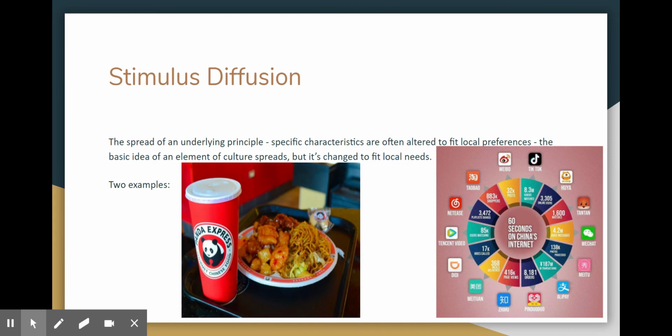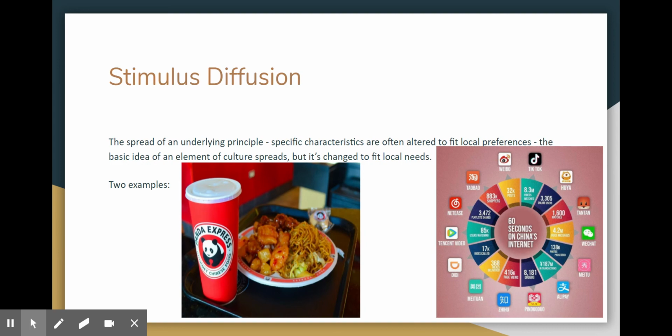And the last one's the most confusing. But I like it. I think it is a really interesting way to think about cultural diffusion, and that's called stimulus diffusion. So it is when essentially the underlying idea of an element of culture spreads, but specific characteristics are changed to fit more local preferences. So we see kind of the basic idea of something spreading, but it's altered to fit local needs.